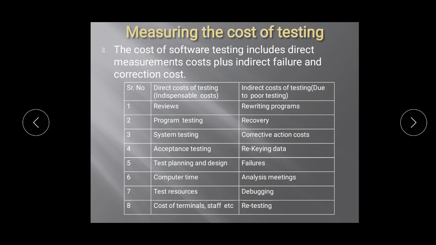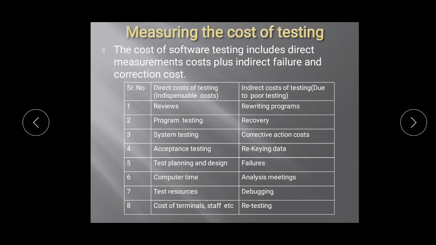System testing, corrective actions cost. Corrective actions cost means when you are checking throughout the system, if there is any problem in the system itself, the hardware itself, then it becomes a corrective action cost. Acceptance testing is rekeying data. Rekeying means again and again following the process. Test planning and design: testing always has failures, and design as well with the GUI, so it has indirect failures.